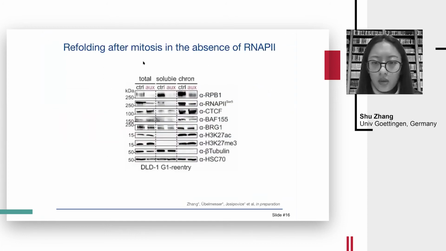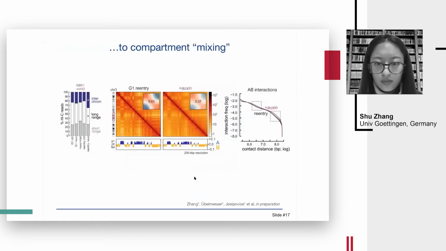Here is a Western blot Nadine did to check the degradation. So here you can see most of the Pol II is gone, but there is still some Pol II binding on chromatin under this re-enter G1 condition. So the first difference we found is that only in these re-enter G1 degradation samples, we found more interactions between different chromosomes. Because as I mentioned before, chromosomes tend to occupy their own territory, but here we found more interactions between chromosomes.